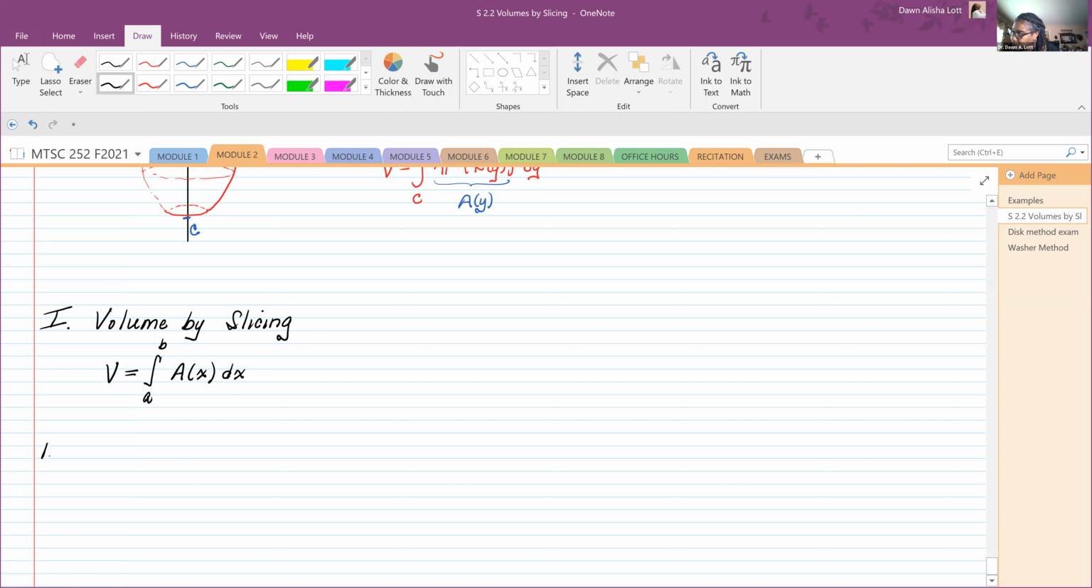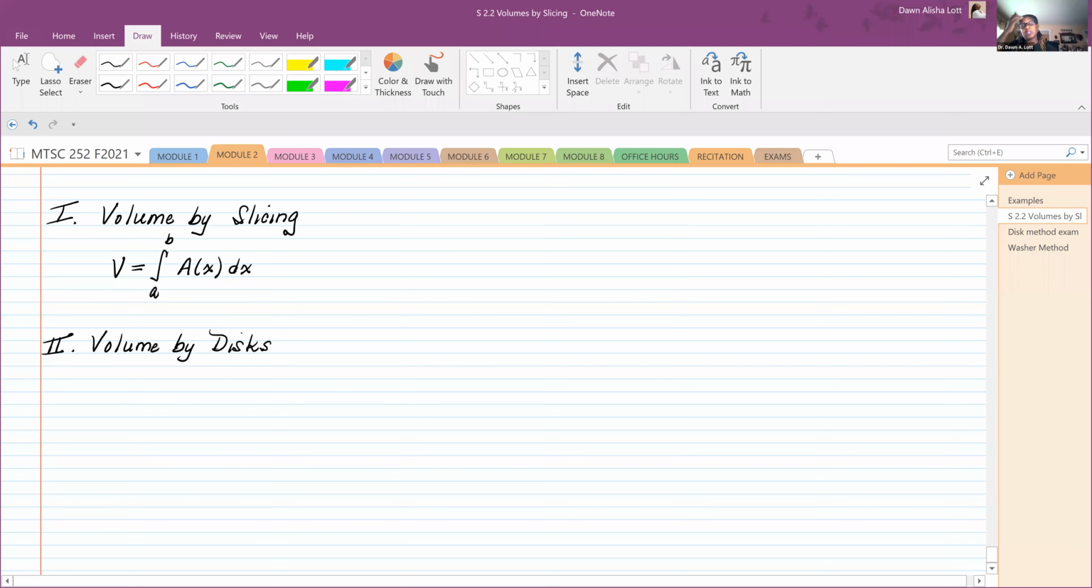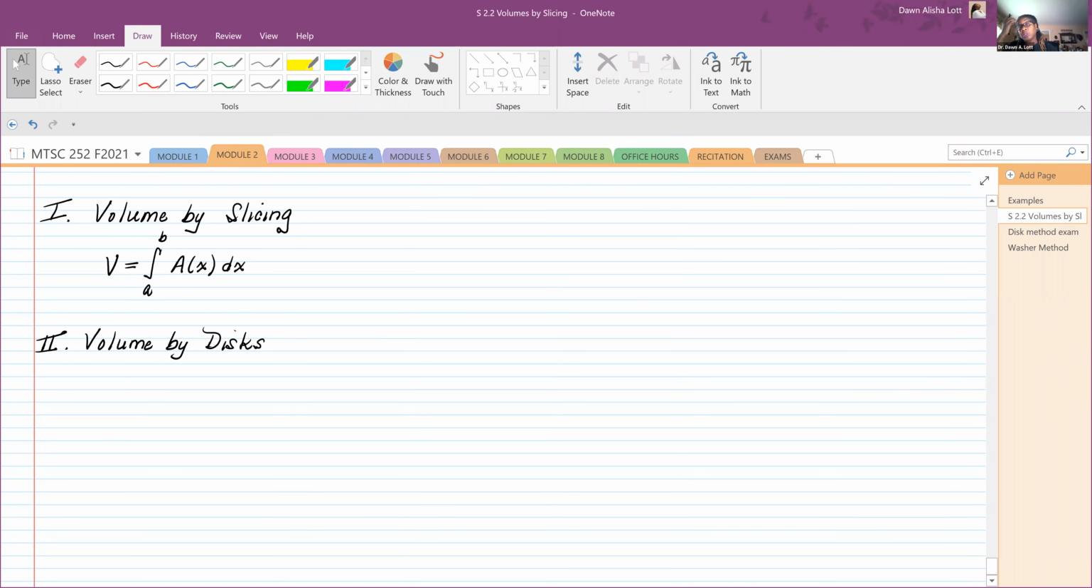Then the second thing we did was volume by disk method. Volumes by disk required us to take a region and rotate it about the X or Y axis. So we took a region, and rotated it about the X or Y axis.